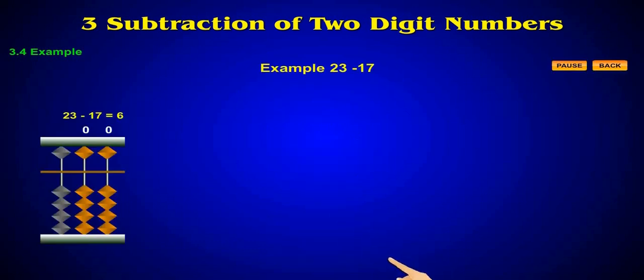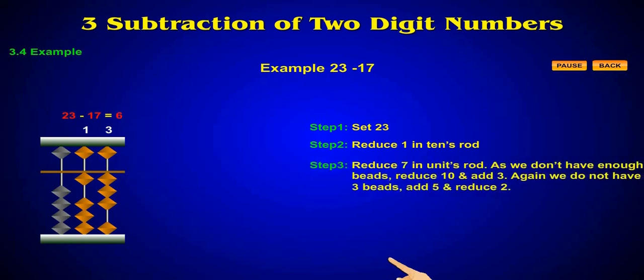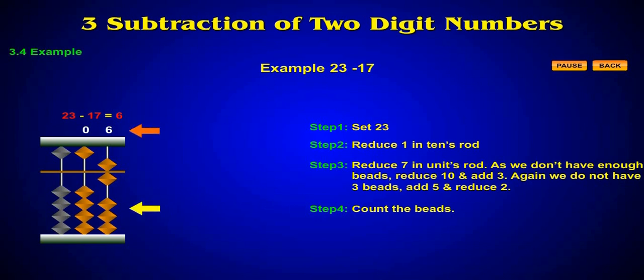Example: 23 minus 17. Step 1. Set 23. Step 2. Reduce 1 in tens rod. Step 3. Reduce 7 in units rod. As we don't have enough beads, reduce 10 and add 3. Again, we do not have 3 beads. Add 5 and reduce 2. Step 4. Count the beads.